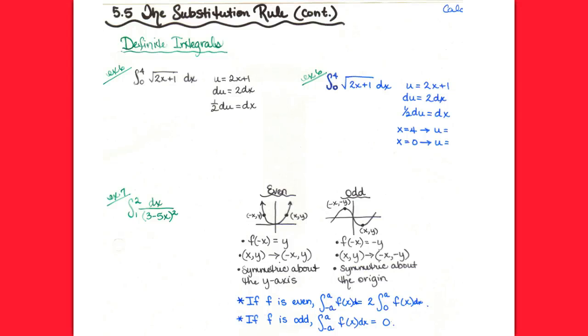All right, second half of 5.5, we started yesterday with the substitution rule. And we want to look at substitution rule today and look at it in light of definite integrals. Yesterday we were working with indefinite integrals. And so today we want to look at what happens if I do have a and b values. So let's look at the first one that we have here.